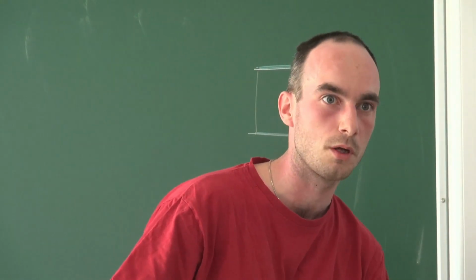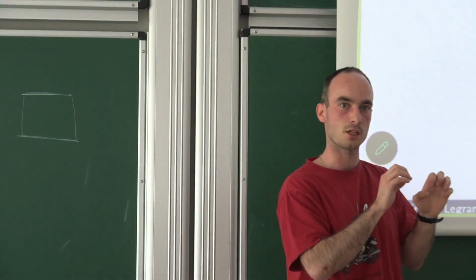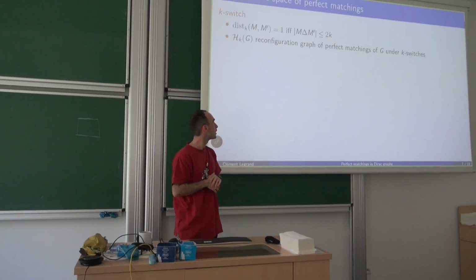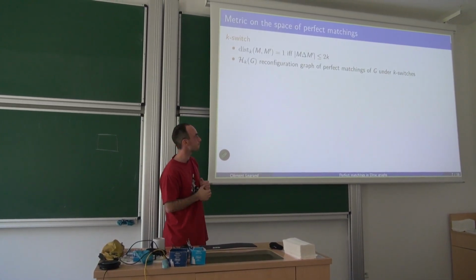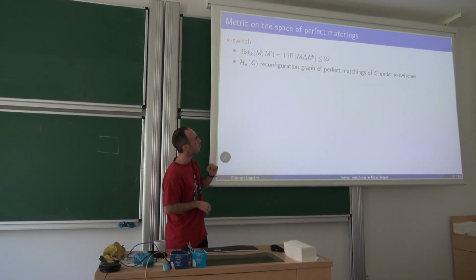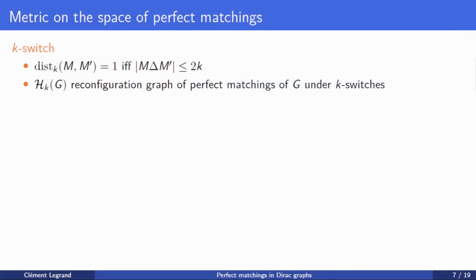And so what we will call a k-switch is exactly this operation, removing at most k edges and adding back at most k edges. I mean, the same number. So we see that k has to be at least 2. Okay, so I will denote H_k the reconfiguration graph on perfect matchings of G under k-switches.